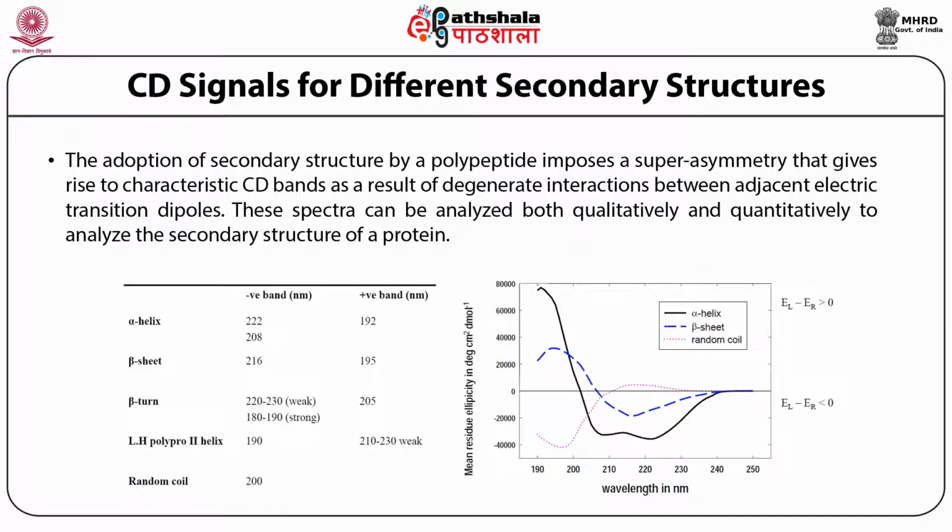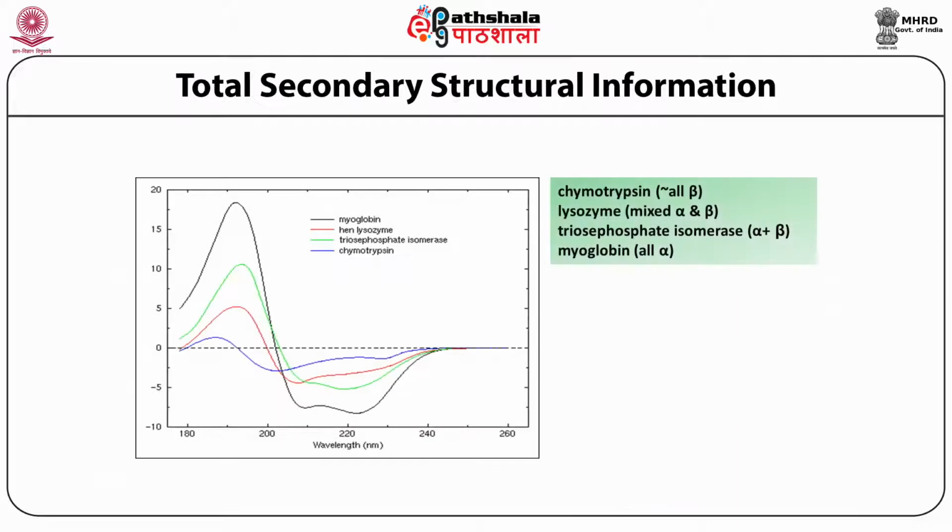However, a left-handed polyproline II helix has a negative peak at 190 nanometer and a weak positive peak at 210 to 230 nanometer. For the random coil, a peak at 200 nanometer is the signature of a random coil protein. We discussed the total secondary structure information. From that data you can derive how the structure of an unknown protein can be determined if you have the data of known proteins.